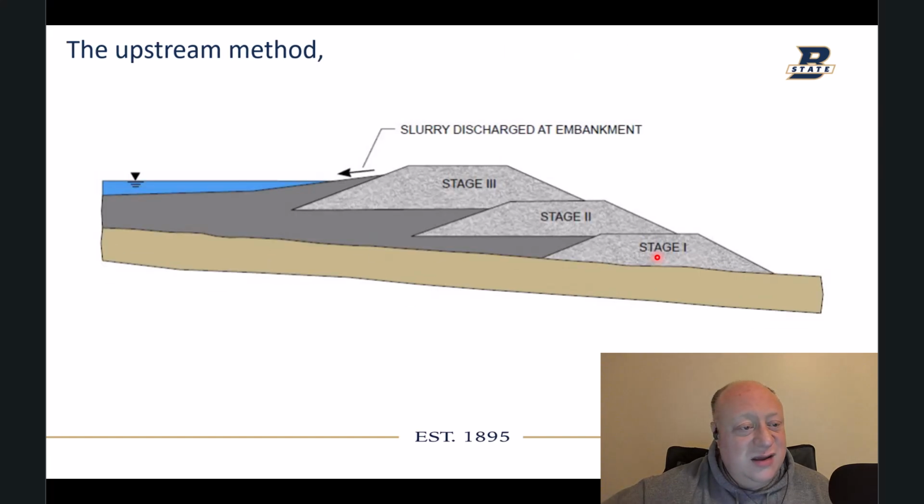They can also be constructed upstream. So where you have stage one here, okay, so your first stage of your dam, and then you start impounding water, right? And coal slurry or whatever it is. You then add stage two over top of that and push it back, right? And then you start adding water again, right? Back in. And you start adding in stage three, right above that. And that can continue upstream.